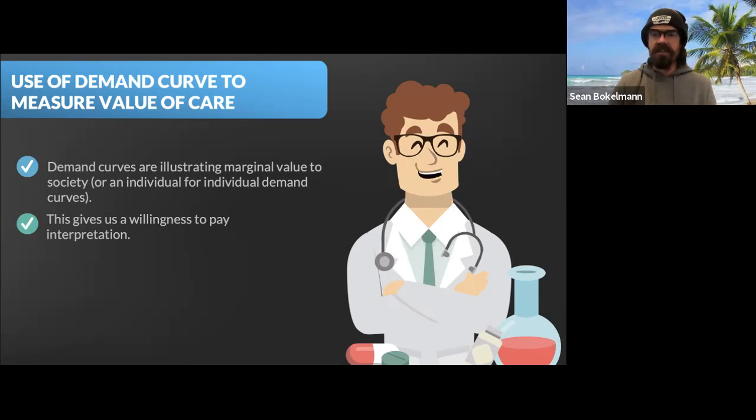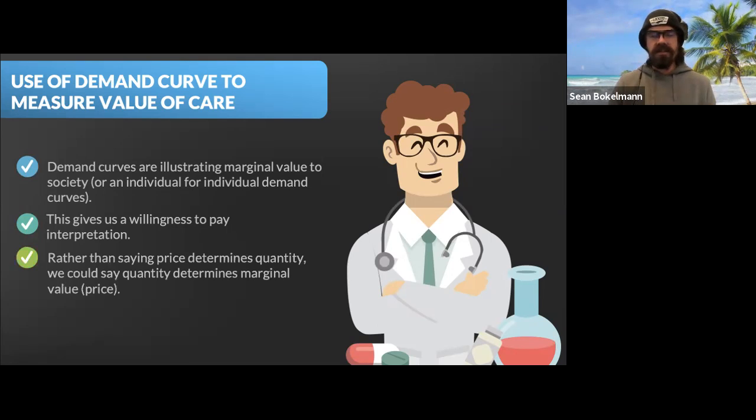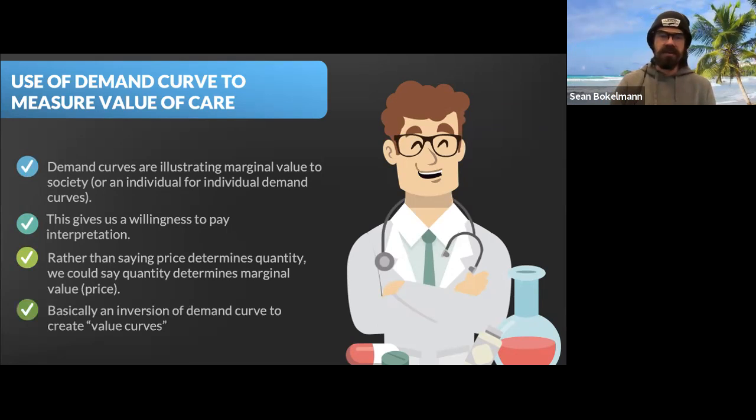And if your willingness to pay is higher than what you actually pay, well, then that difference is your consumer surplus, right? And so, what we have been doing so far is saying that price determines quantity, but we can just as easily say that given a particular quantity, that tells us the value of that quantity to society, right? The marginal value, which ultimately is price. So basically we're inverting the demand curve to create what are called value curves. So we're just switching the axes essentially.